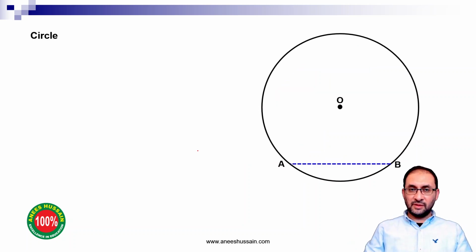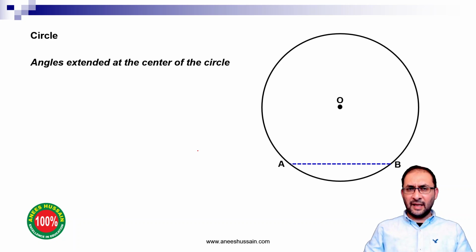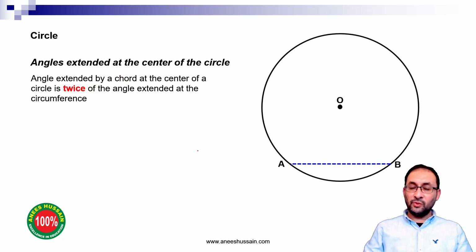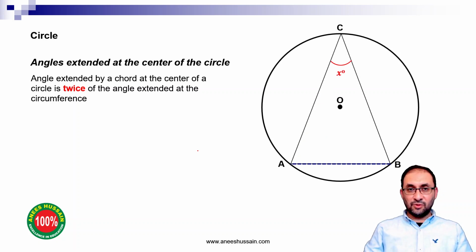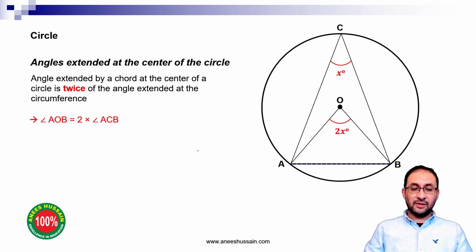Another very important property, but very easy to remember, is the relationship between the angle extended at the center of the circle and the angle extended at the circumference. The rule is that the angle extended at the center is always twice the angle extended by the same chord onto the circumference. Which means that if I extend the angle ACB from the chord AB, and the measure of that angle is x, then the angle extended from AB onto the center, angle AOB, will be twice x. So angle AOB is 2 times angle ACB. The angle at the center is always twice the angle extended by the same chord onto the circumference.